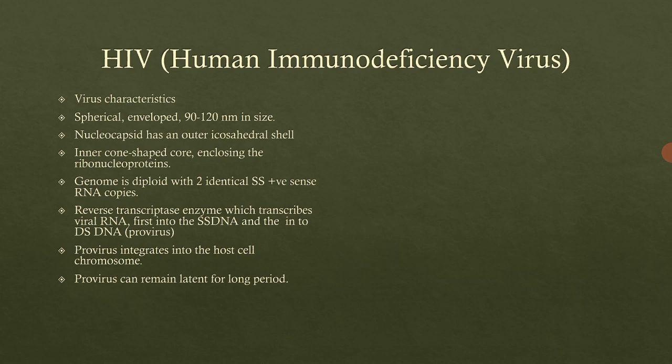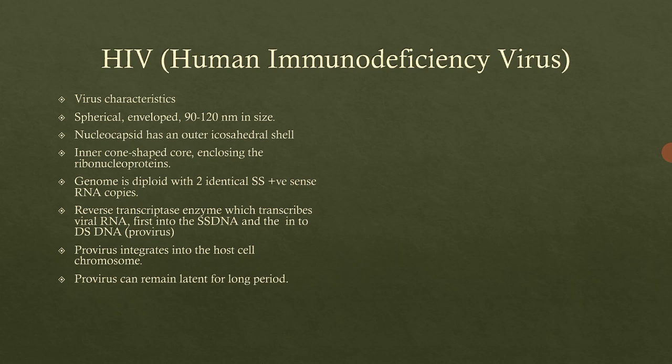Now, why is this virus named immunodeficiency? Because this virus targets our CD4 cells, and these cells are responsible for our immunity in the body. As this virus targets the CD4 cells, which are principally responsible for our immunity, that's why it is called the immunodeficiency virus. Okay, now we will see the characteristics of the virus.